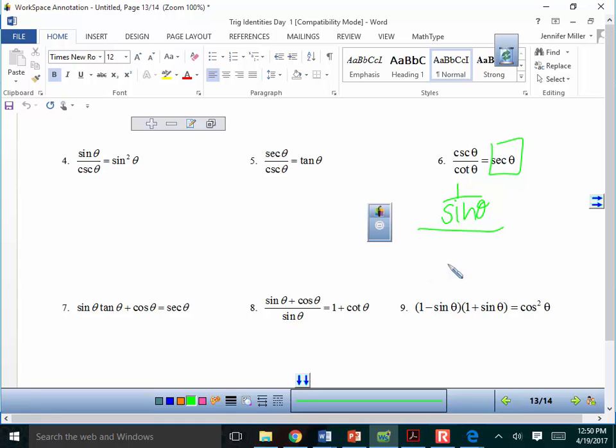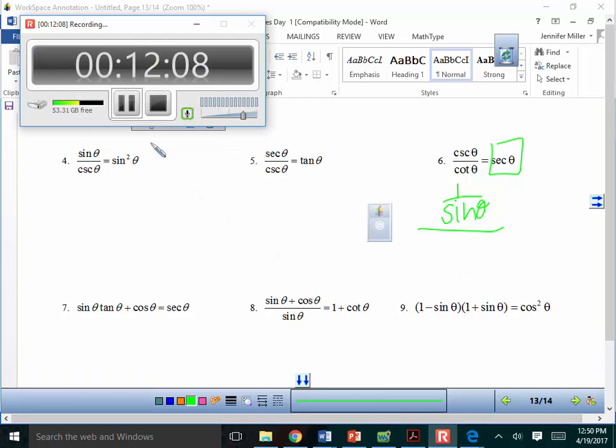You thought secant was 1 over cosine? That is 1 over cosine. This is sine. I thought we were doing that. Oh, you doing this one? Yeah. Yeah. Okay. Hey, what's up? Hold on 1 second. I'm recording. Sorry.